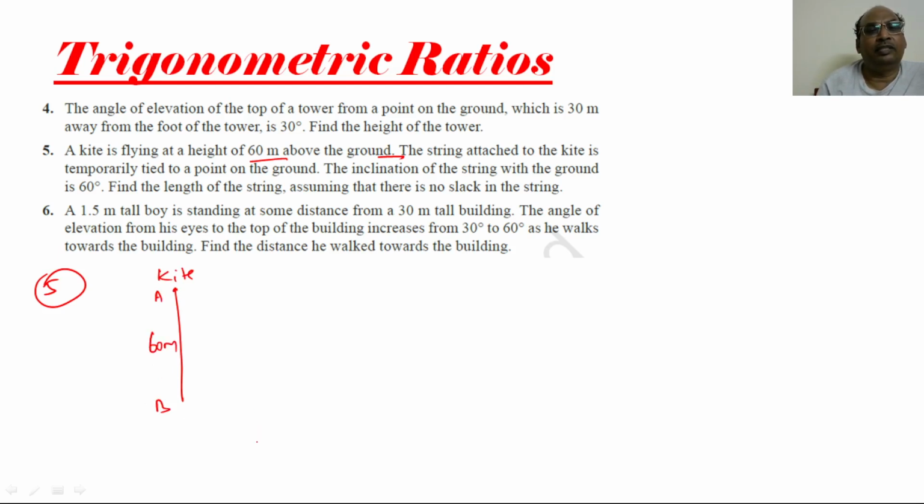The string attached to the kite, so this is the string attached to the kite, is temporarily tied to a point on the ground. Fine. It is tied on the ground at point C. The inclination of the string with the ground is 60 degree. So this is 60 degree. Find the length of the string, assuming that there is no slack in the string. Yes, there is no slack. So we need to find AC.